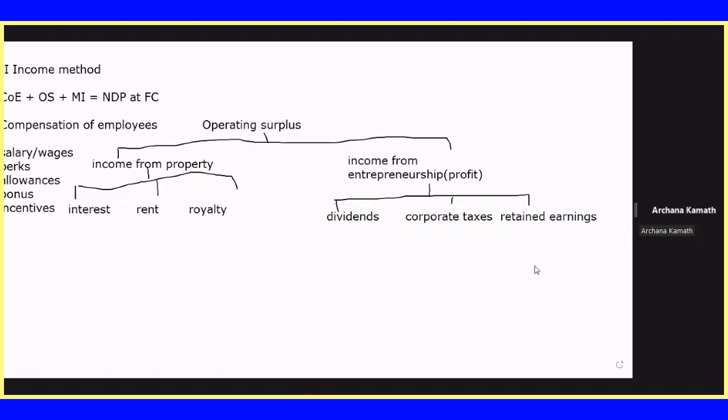So these are the basic classifications of the main components under the income method. And you have the last one, which is mixed income. Mixed income is nothing but where you are earning something and you cannot include it in any of the categories which have been mentioned.